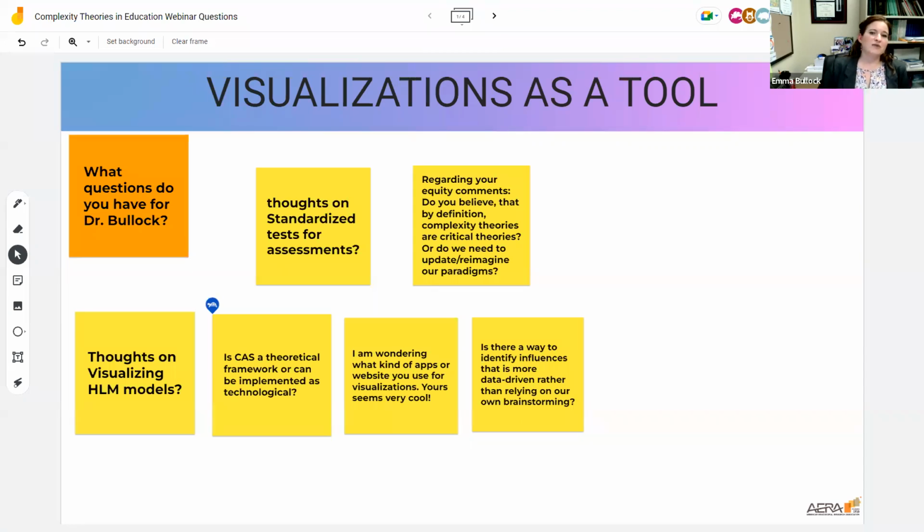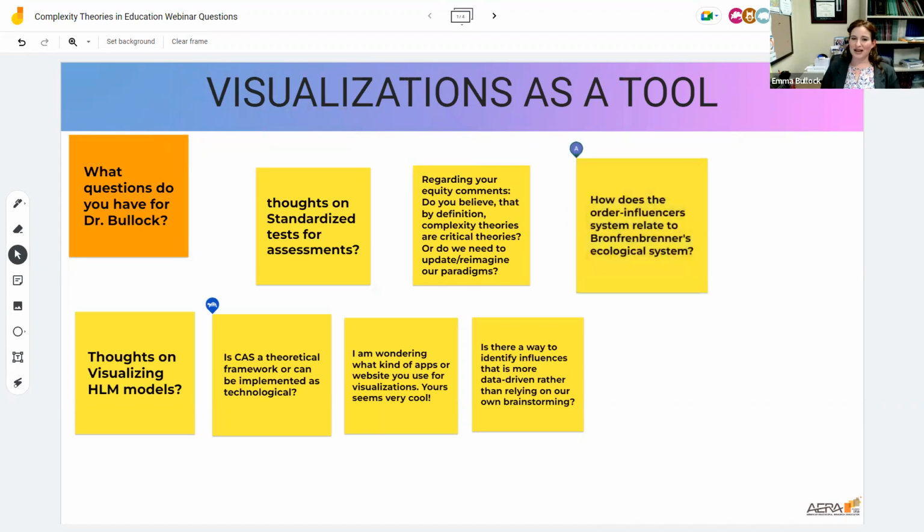Regarding your equity comments, do you believe that by definition, complexity theories are critical theories, or do we need to update, reimagine our paradigms? Ooh, that's a great question. I believe that they could be a subset of critical theories. Yes, I think that is a possibility. Do I actually have that all worked out in my brain? No. But I think that could be something that could be explored in a way that could make complexity theories more accessible to those who live in the critical theoretical realm.